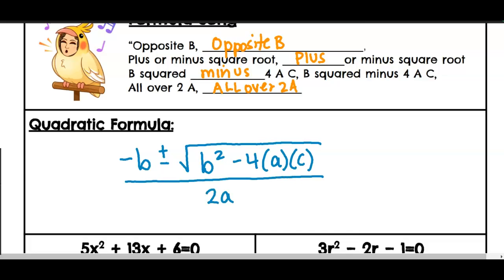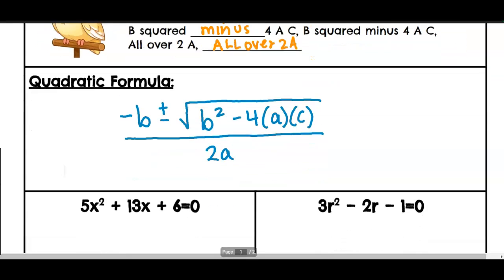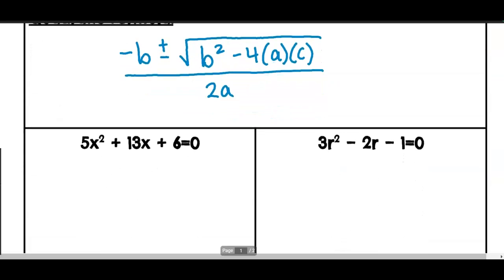I've known that song since 8th grade because my 8th grade teacher sang that to me, and so it has stuck around this long. Hopefully it'll stick around for you guys. So this is a formula that's going to help us solve these problems down below. Let's go ahead and get started with the first one.